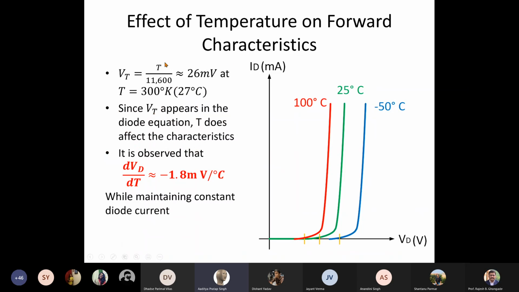For VT, you can have a simplification: K is constant, Q is constant, so T by 11,600, which approximates to 26 millivolts at 27 degrees Celsius. Most of the times we take this value as 26 millivolts unless specified. Okay, and this VT appears in the diode equation, and so temperature affects the diode characteristics. I have exaggerated it over here, but the curve literally shifts to the left as I increase the temperature, meaning that dVd/dT, that is the voltage across the diode, decreases by 1.8 millivolts per degree Celsius. This is what you have to really keep in mind.